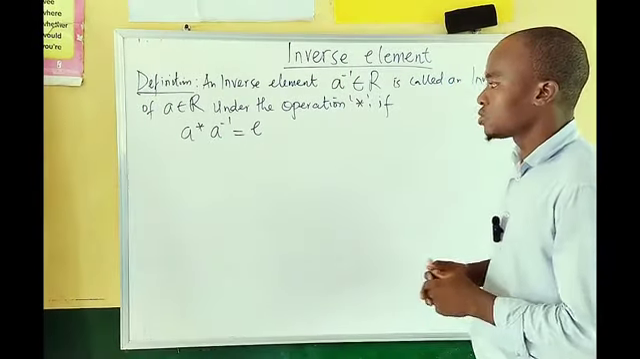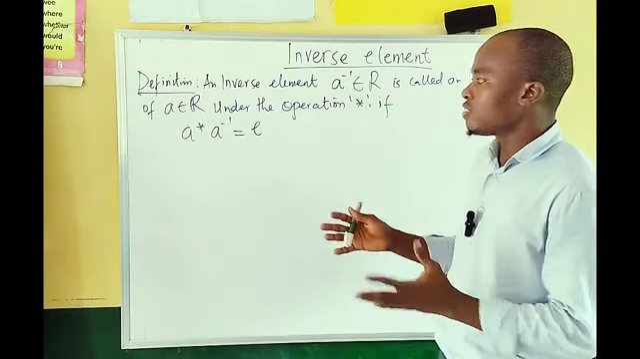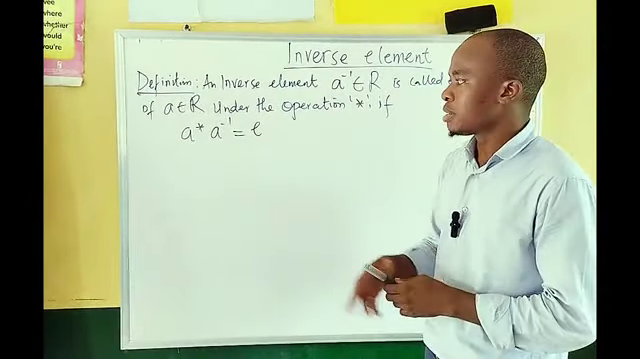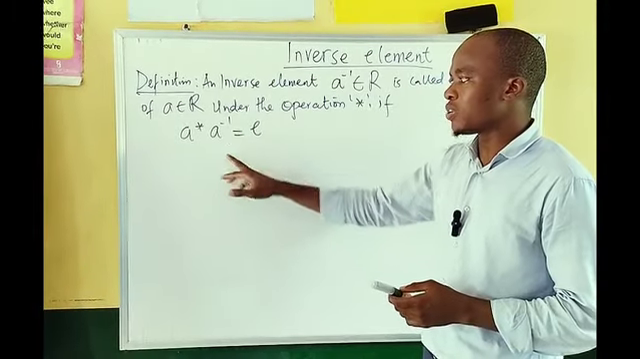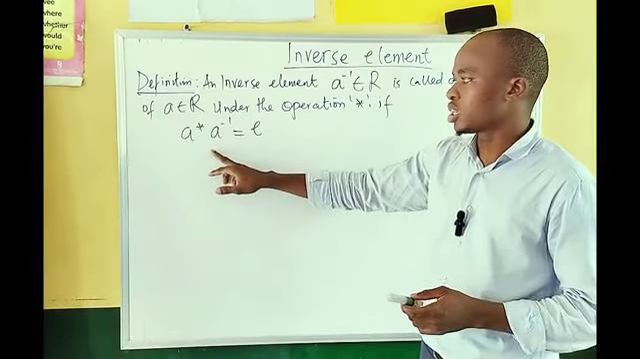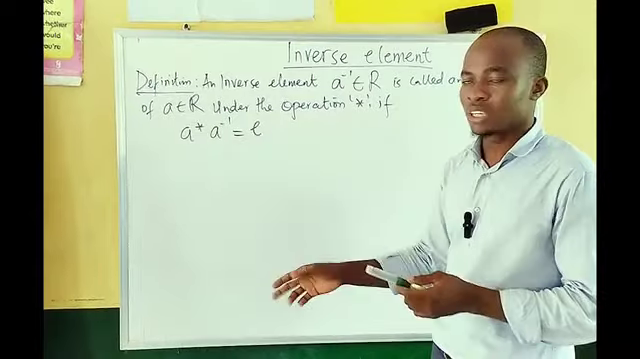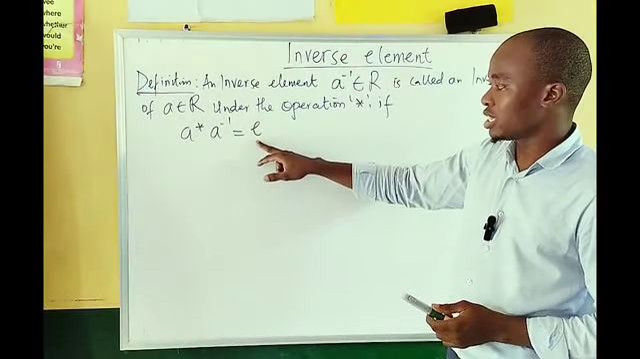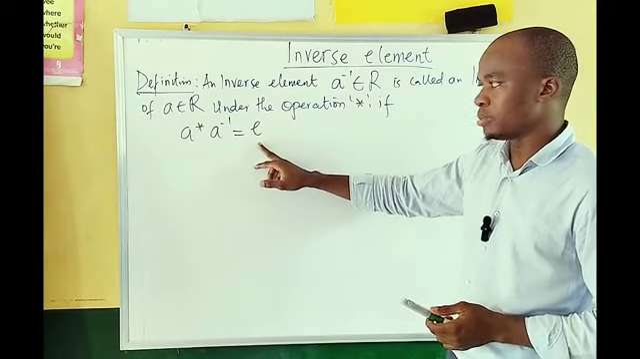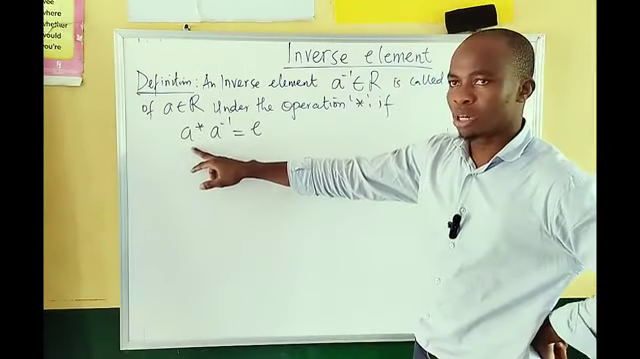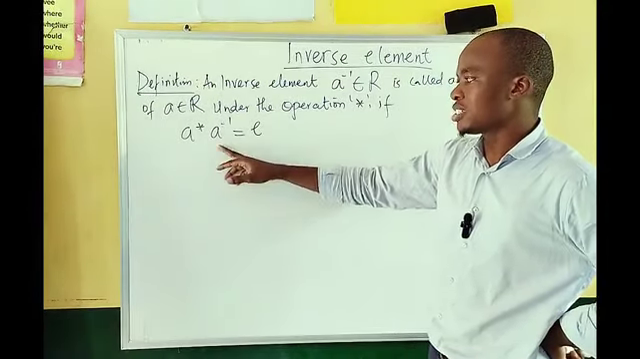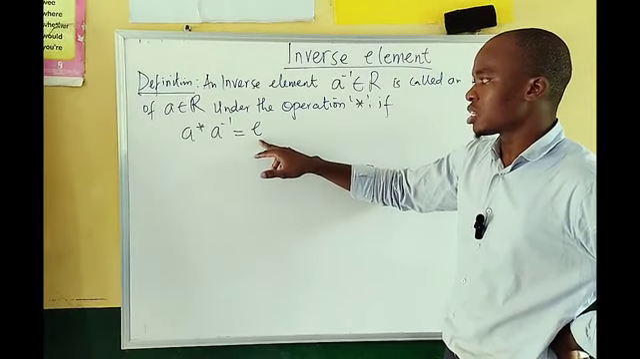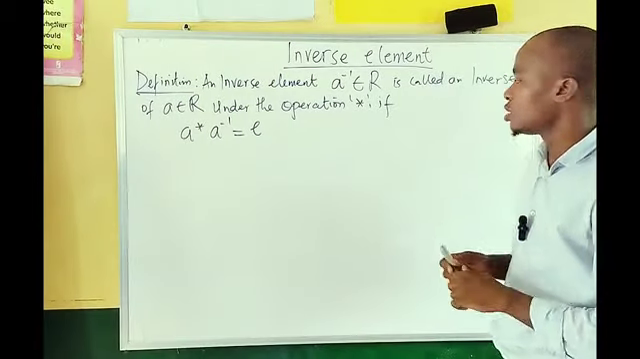So what we are trying to say here is that whenever you combine a particular number in the set of real numbers with its inverse, it gives the identity. Don't forget that e is our identity element. So when you combine a number with its inverse, it gives the identity.